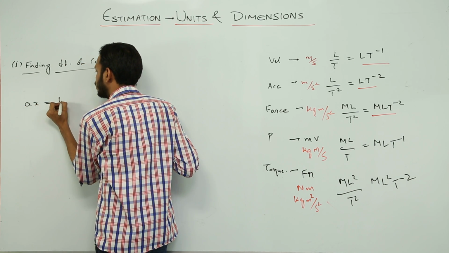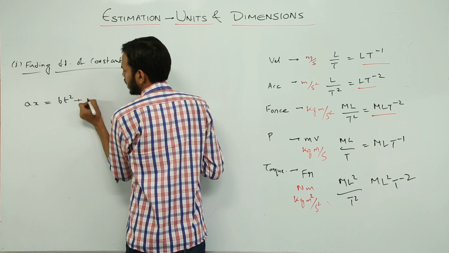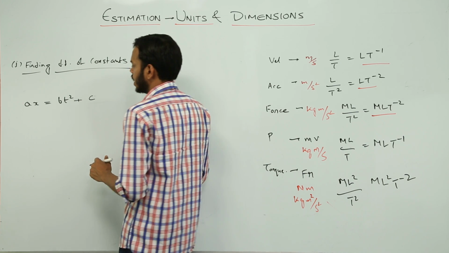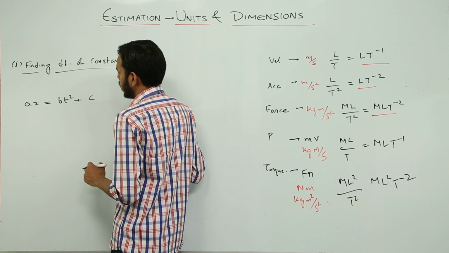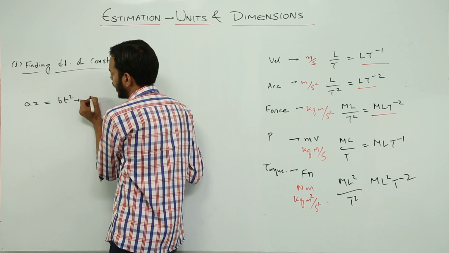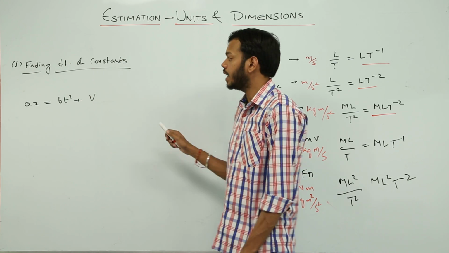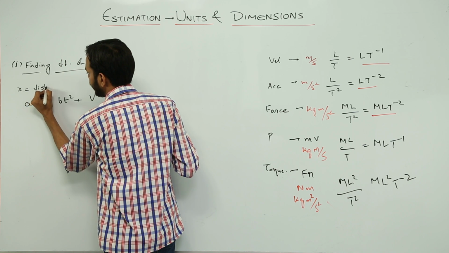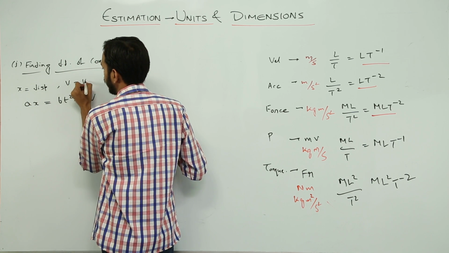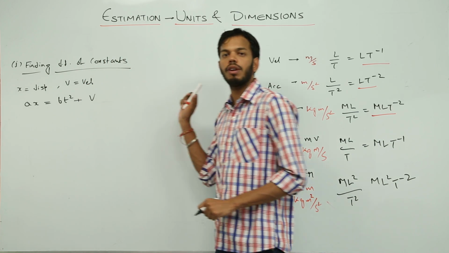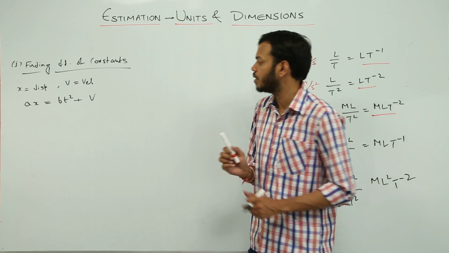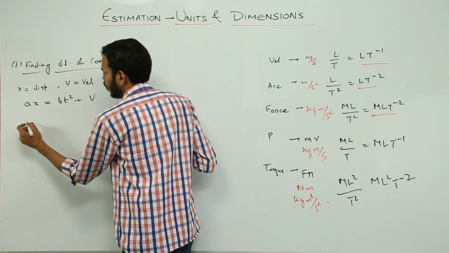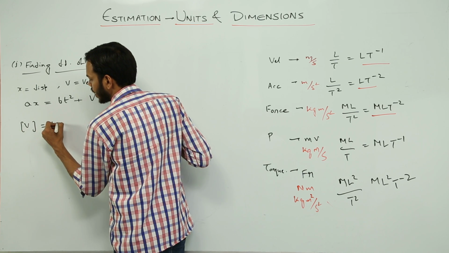AX = BT² + V. Let's start with a simple one. Here X is in meters, X is displacement, and V is velocity. Now according to the principle of homogeneity, each term should have the same dimensional formula. So V, BT² and AX are going to have the same dimensional formula. We'll start with V. V is what? LT⁻¹.